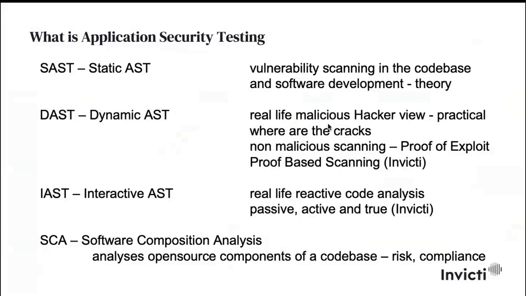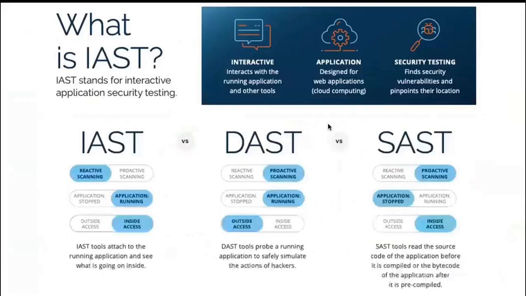Additionally, there's an area of SCA, software composition analysis, where open source is readily available, and a lot of people use that in their code base. But that presents risks and compliance issues. So we can also analyze the freeware and open source elements within anybody's code.